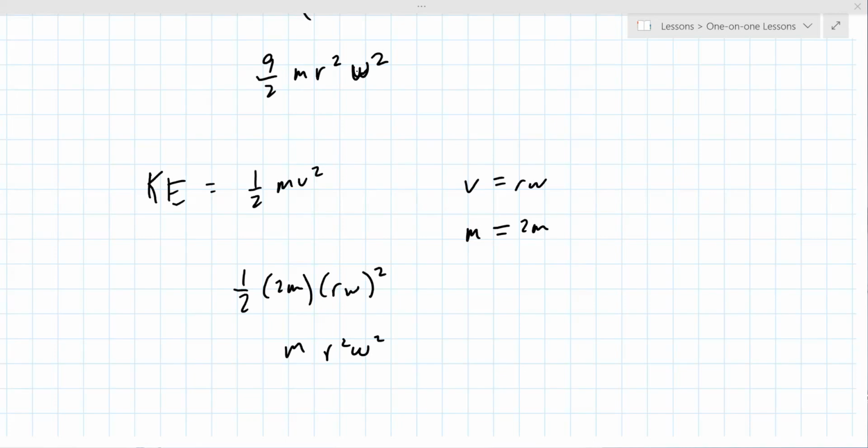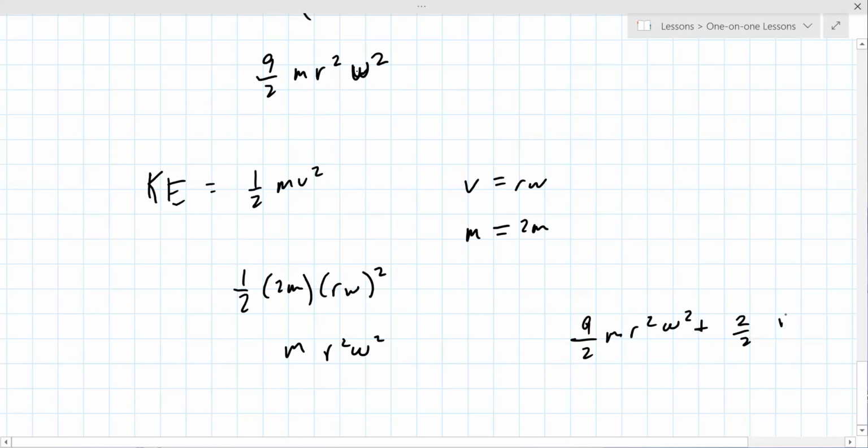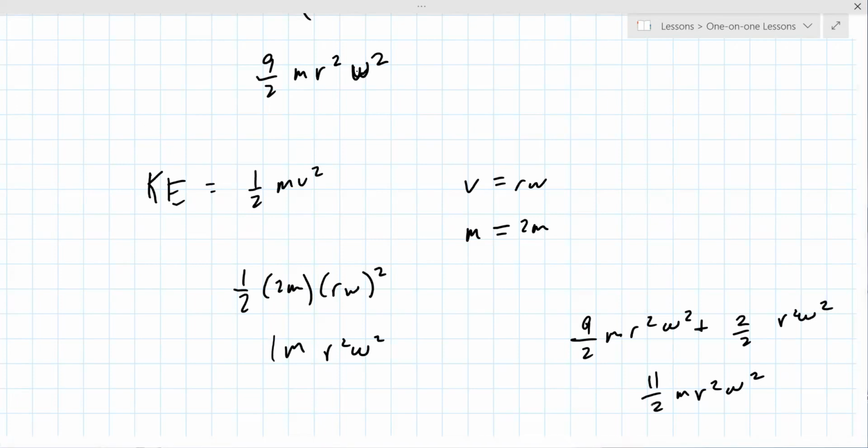I did see a part in one of these pictures that I was looking at previously. Sending it right now. There we go. Total kinetic energy, so you just add them together. So you get your 9/2 m R squared omega squared plus 2/2 m R squared omega squared. I just wrote that instead of 1, so it's 11/2 m R squared omega squared. Yes, m R squared omega squared. I'm going to get that in there. This should be it.